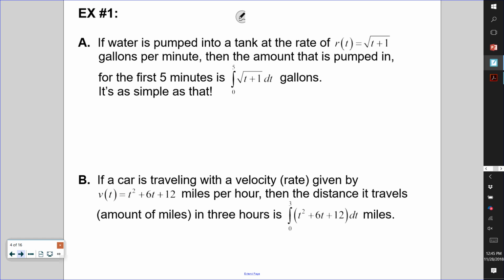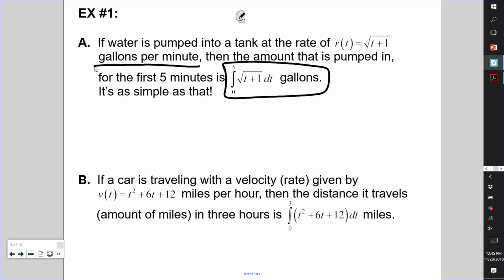Water is being pumped into a tank at a rate of R(t) equals square root of t plus 1 gallons per minute. The very first thing I would have done when I read that question is underline gallons per minute, or even the word rate. I mean, the fact that it's a rate of change, okay? Then the amount that is pumped in the first 5 minutes is going to be this many gallons. I'm going to integrate from 0 to 5.